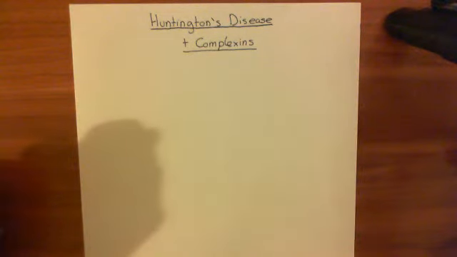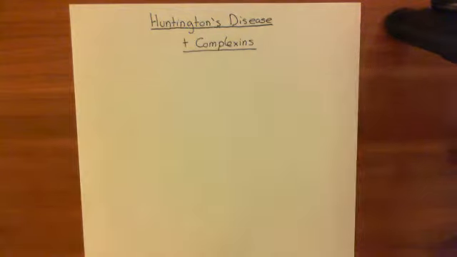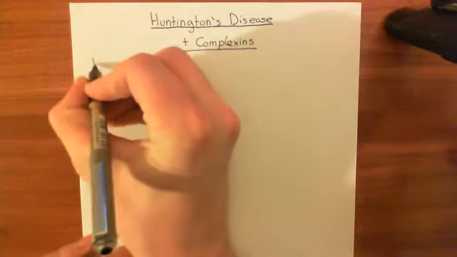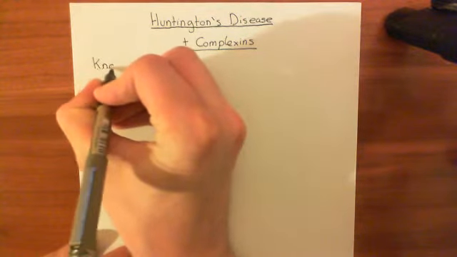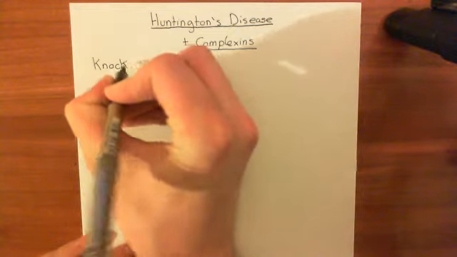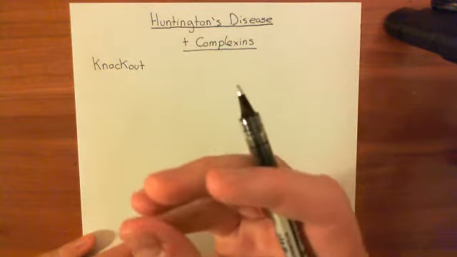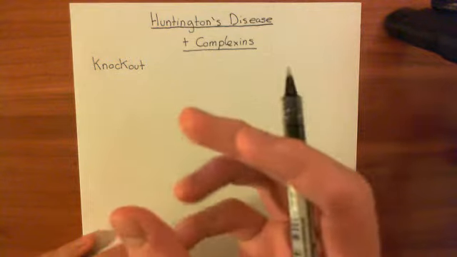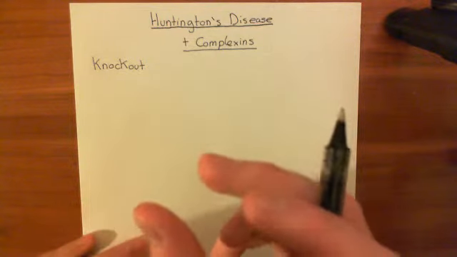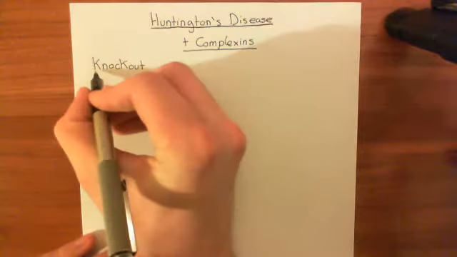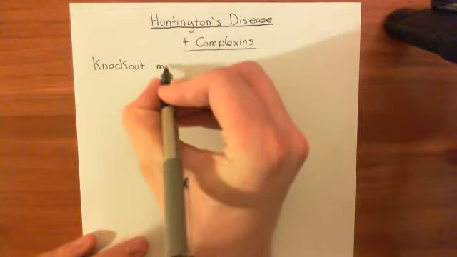But before we can do that, we need to discuss complexin knockouts. So basically, you can make knockout mice. So we're going to take our mouse zygote, okay, so this mouse egg cell fused with a mouse sperm cell, and we're going to genetically alter it, and make knockout mice.